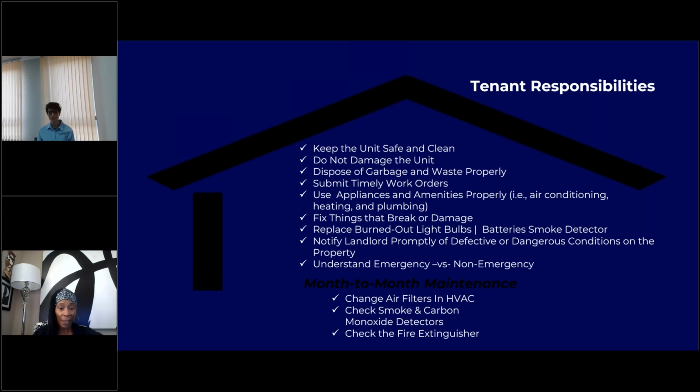And then month-to-month maintenance. This is a little tricky. This is something, again, that needs to be addressed during the lease-up process. And the reason why is because changing air filters in HVACs, I don't recommend a tenant doing that. But I've seen it in leases where some properties do require the tenant to do that. And if they do, then the tenant should be required to do the training on how to do it properly. So just FYI. Check smoke and carbon monoxide detectors, if those are in the units, like a smoke detector, they should check that monthly as well. And check the fire extinguisher if there's one in their actual unit. Next slide.